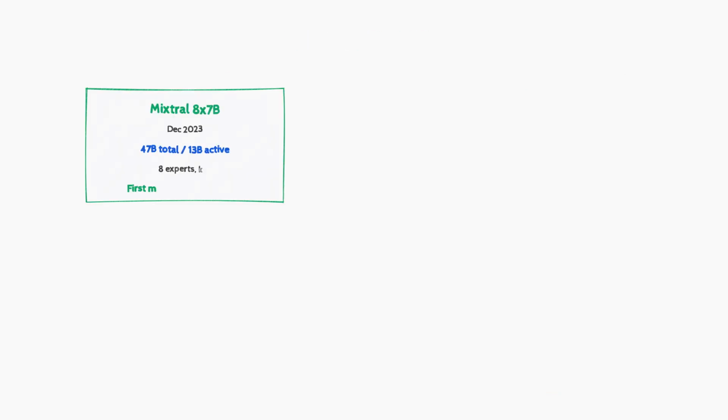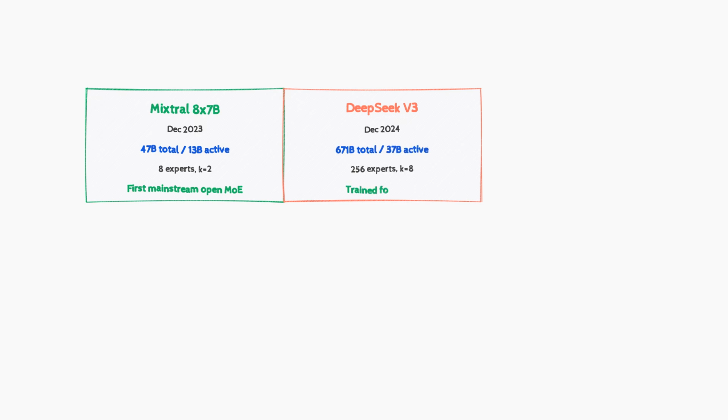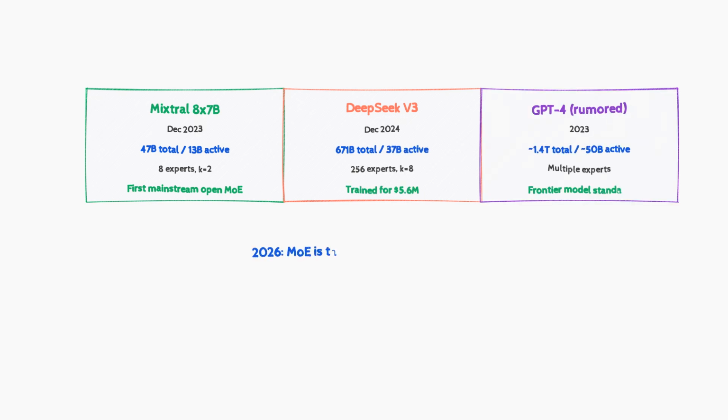Let's look at some real modern MoE models. Mixtral 8x7b was the first mainstream open-source MoE model. It has 47 billion total parameters but only 13 billion active per token, using 8 experts and activating 2 at a time. DeepSeek v3 is the most impressive example, 671 billion total parameters, but only 37 billion active per token. It uses 256 experts and activates 8 at once. It was trained for just $5.6 million, a fraction of what GPT-4 cost.